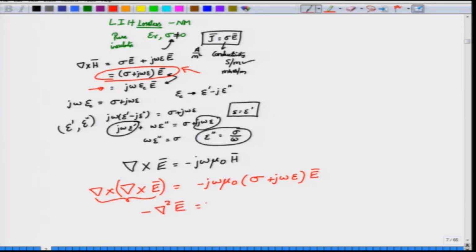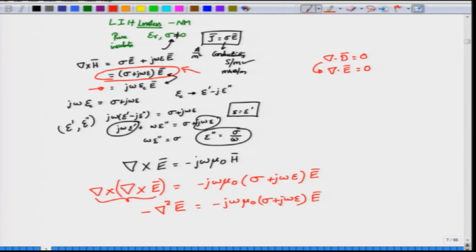Okay, the presence of conduction current densities does not alter this equation, del dot D equal to 0. This equation will still remain the same, and consequently del dot E will also be equal to 0. In this expression of the vector Laplacian, when you expand this out, the del of del dot E term will go to 0. So I am having on the left hand side a minus del square E, which would be on the right hand side given by minus j omega mu naught sigma plus j omega epsilon times E.